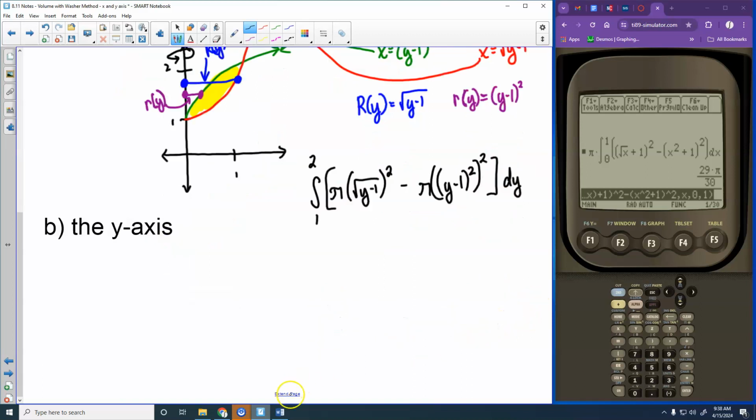It will probably be a little bit easier to type in if we pull out the pi and we separate things a little bit. So you'll have pi, integral from 1 to 2. And for this part right here, I've got the square root of y minus 1 squared. What's that going to give me? Just y minus 1. And I've already pulled the pi out here. When I do y minus 1 squared squared, what do I get? Y minus 1 to the 4th.